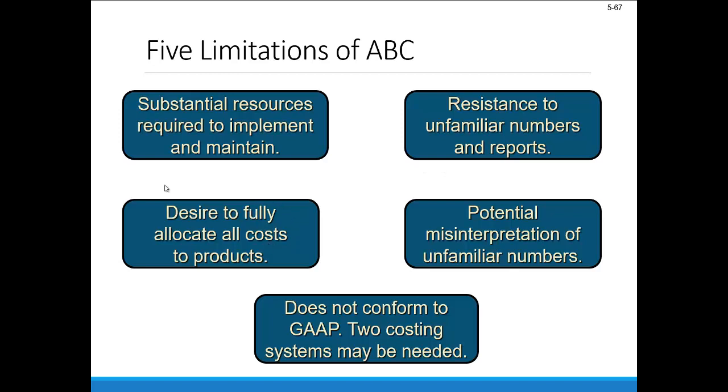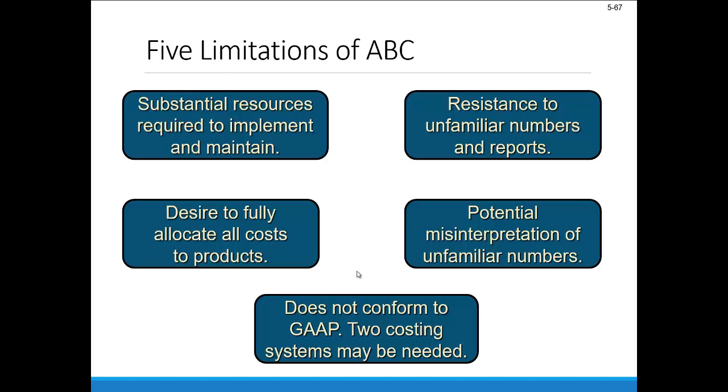Oftentimes there is a desire to fully allocate all cost of products, and it can get companies into a little bit of trouble if they start to over-define these activity cost pools and all these different activity drivers. Similar to the second point, there's the potential for misinterpretation of some unfamiliar numbers or cost information. But again, that just fits with this idea that there has to be extensive training and familiarization to make sure everyone's bought into this.